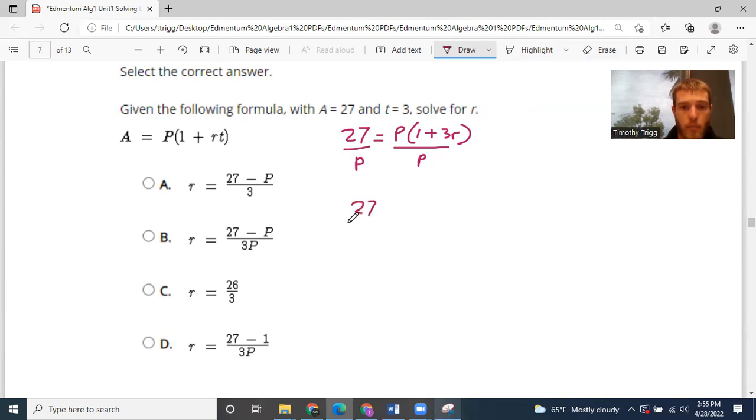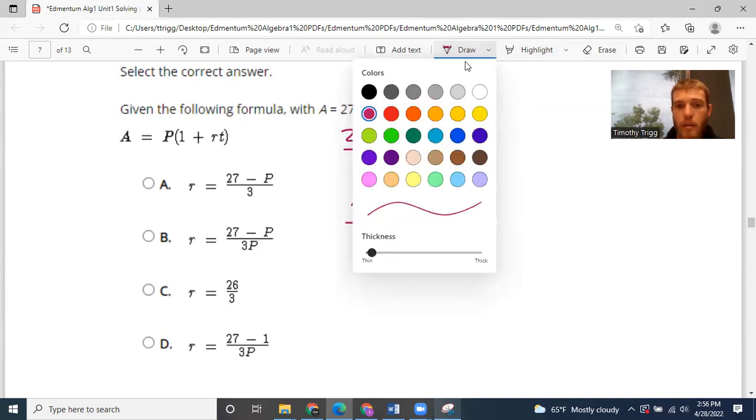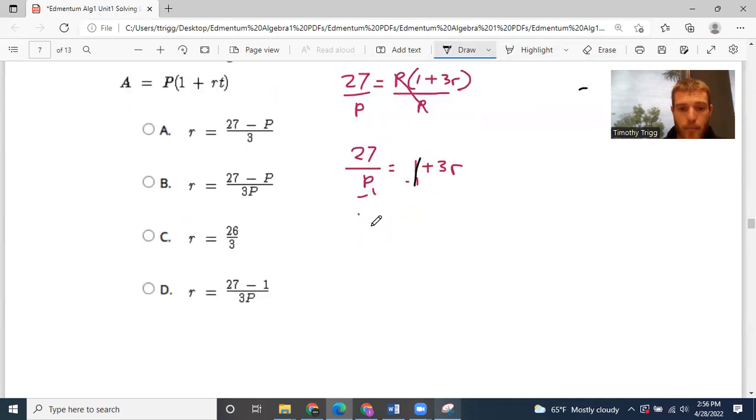So that'll be 27 over P equals, these P's cancel, 1 plus 3r. Subtracting 1 on both sides of the equation cancels this one, leaving us with 27 over P minus 1 equals 3r. Then I would divide, well, I see what they're doing.